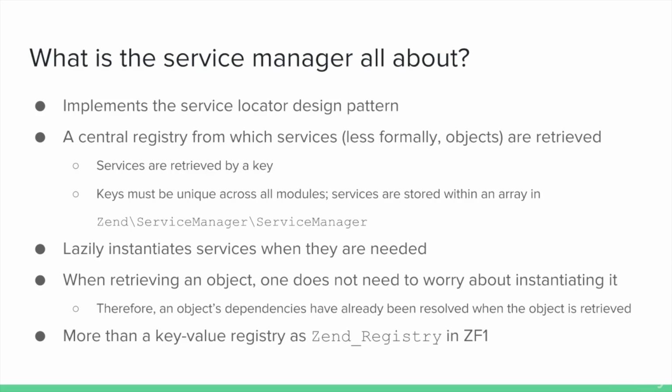Keys must be unique across all modules, so services are stored within an array in the Service Manager class, and that's why the keys need to be unique globally within the application. Services are lazily instantiated when they are needed, and when you receive an object, you don't need to worry about instantiating it. The Service Manager has already done this for you. When you receive an object, its dependencies have already been resolved when you retrieved it from the Service Manager.